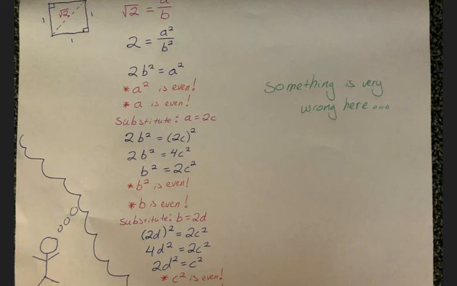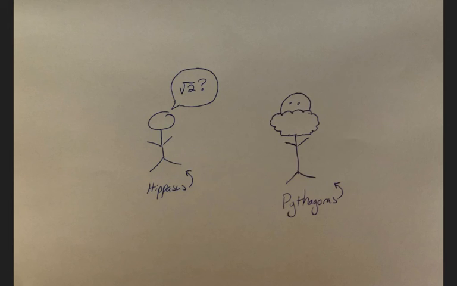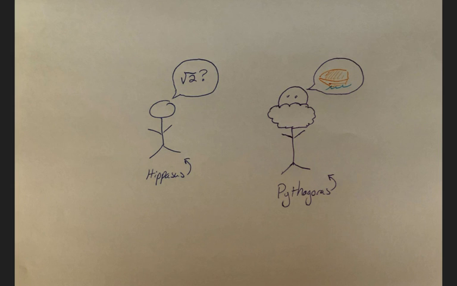This doesn't make sense. So then Hippasus starts to think to himself, maybe the square root of 2 can't be expressed as a fraction. Like maybe we were wrong about this. So he goes to see Pythagoras and he says, Pythagoras, I was thinking about the square root of 2 and something wasn't quite making sense here. Can we talk about it? Pythagoras says, sure, friend, let's go out on a boat and talk about this together.